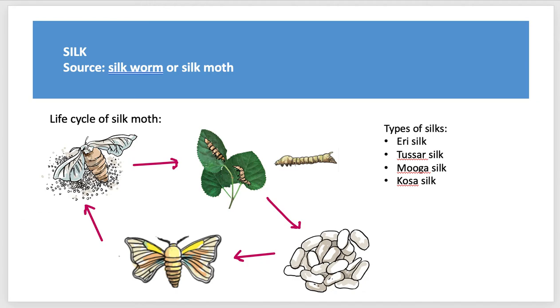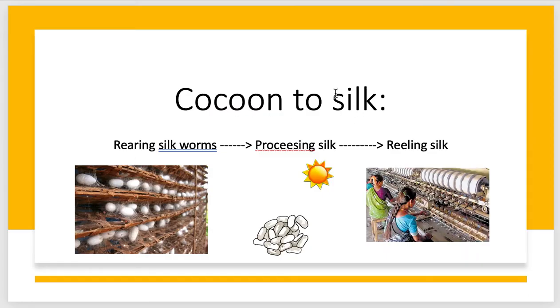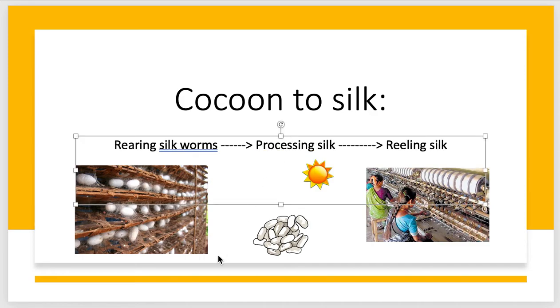Okay, so from silk fiber to silk fabric. I told you about the life cycle of silkworms, and silk moths and all of that. So this is the process from the cocoon to silk, that is from the fiber to the fabric. So here the first step is rearing of silkworms, where I told you they're taken care of. And these white things that you can see, those are the cocoons from which the silk fiber is extracted.